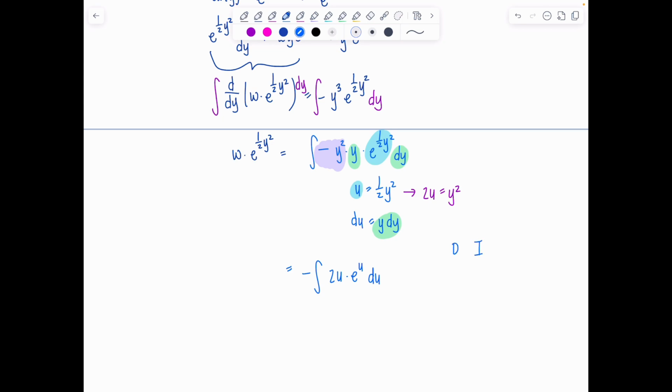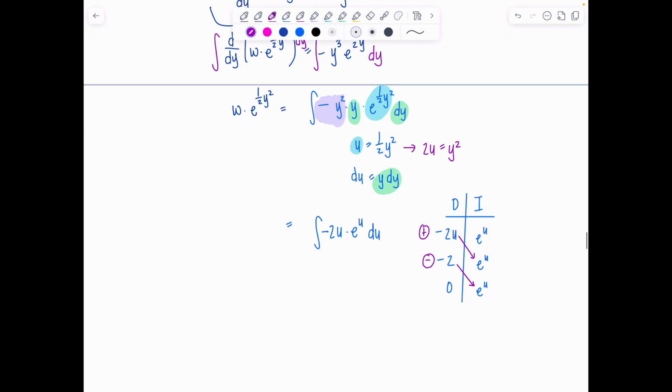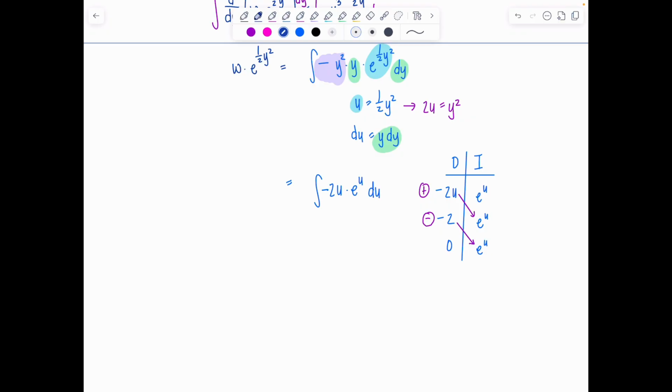Okay, now integration by parts time. I prefer the tabular DI method. So let me put the negative in here so I don't worry about it later. Negative 2u, negative 2, 0. And then e to the u, e to the u, e to the u. Take products on the diagonal. I go over tabular in another video. If you don't know how to do it, I'll link it in the description. Plus, minus.